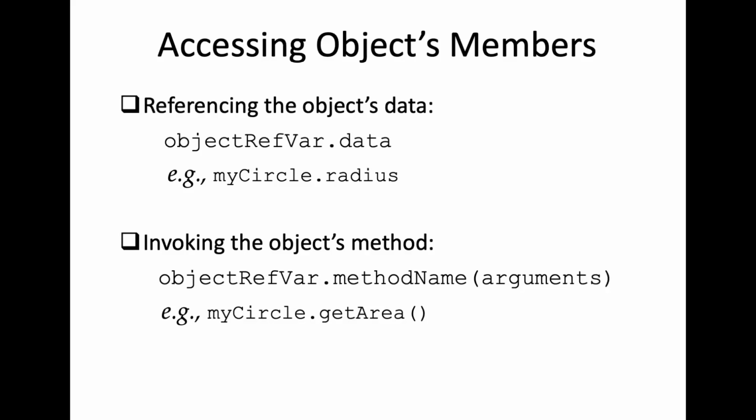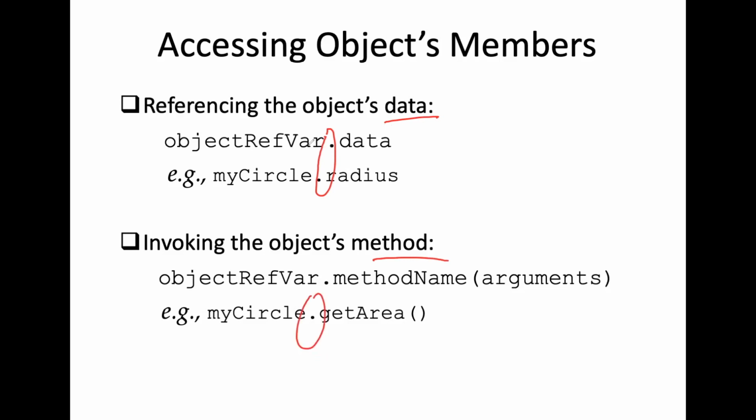In Java, you can access the data or fields and methods of an object through its reference variable using the dot operator. This is the topic that we're going to explore for accessing data, as well as the method using it. Idea is very simple.